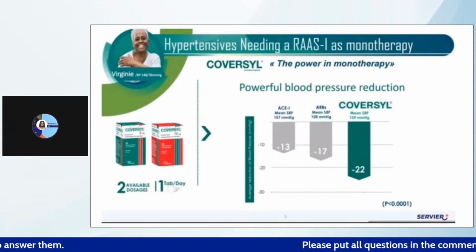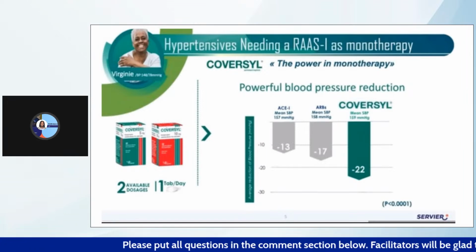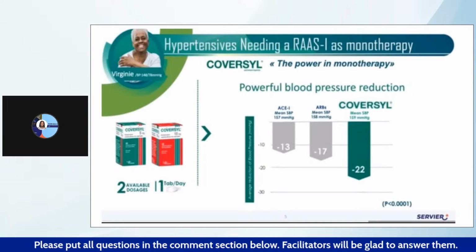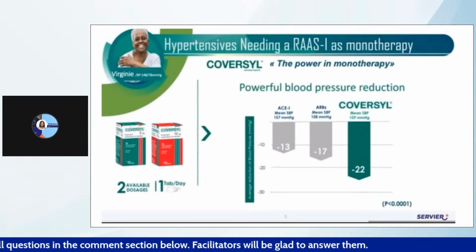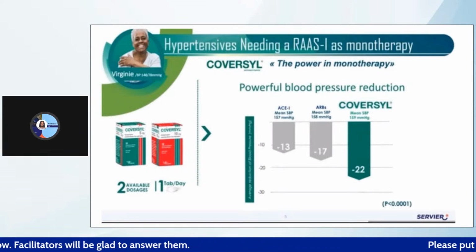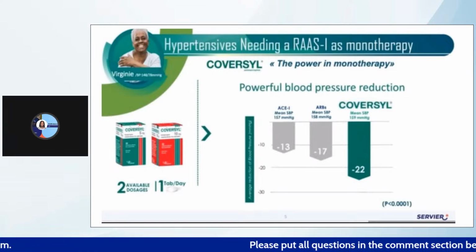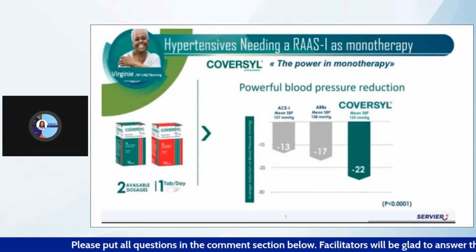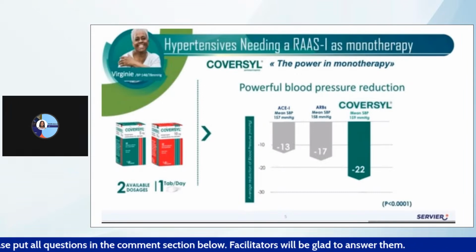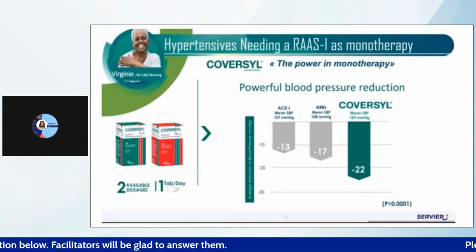So for your hypertensive patients that require a monotherapy, or for your frailer patients requiring a monotherapy in the management of their hypertension, we at Servier have Coversyl. So Coversyl is the power in monotherapy. And with just 1 tab per day, within 3 months, your hypertensive patient's systolic BP would be reduced by 22 millimeters of mercury. And even with those with microalbuminuria as well, within 1 month, you would realize there's a regression in that.